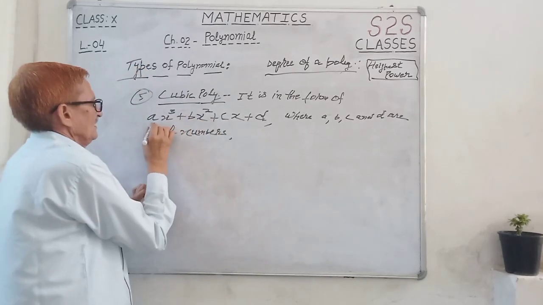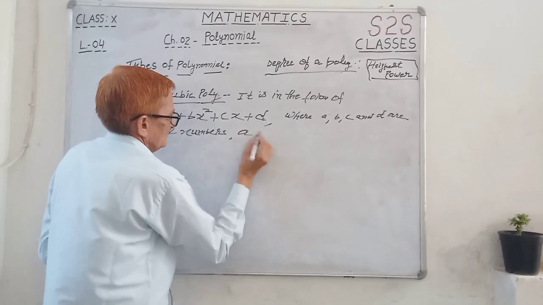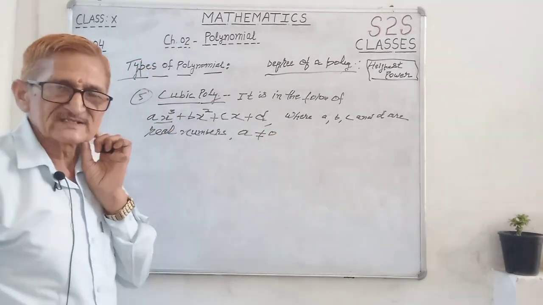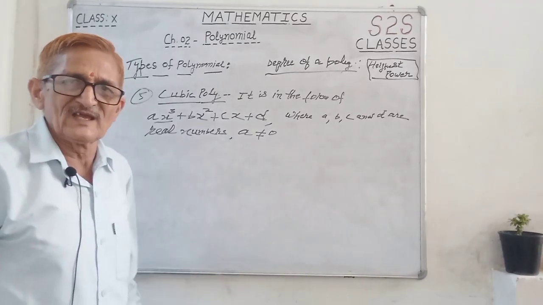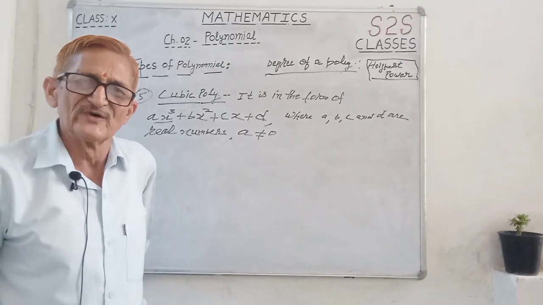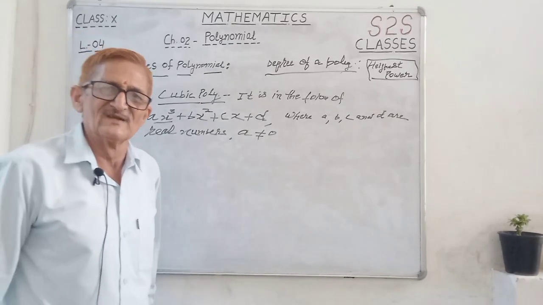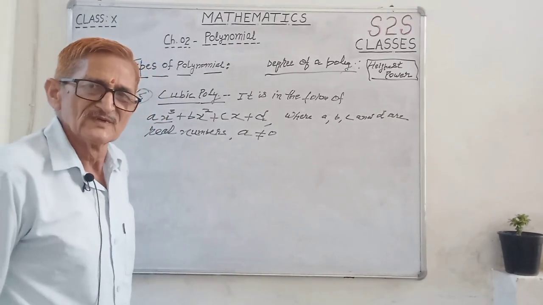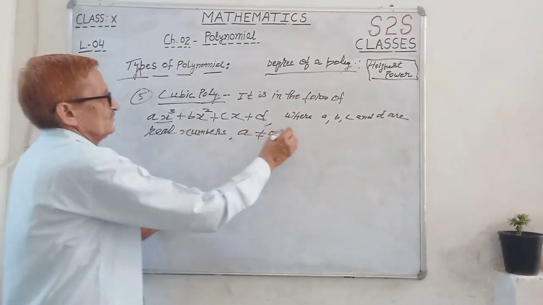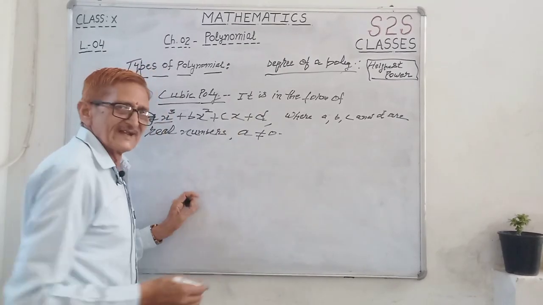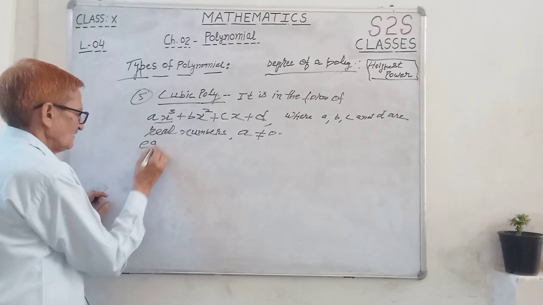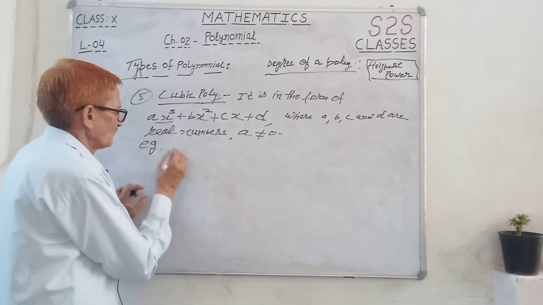Comma, a should not be 0. a should not be equal to 0. Other b, c, d, any real number, may be 0 or any other constant real number, but a should not be 0. Then it will be a cubic polynomial. It is in the form of this. Then we can give a specific example. What is a specific example for the cubic?